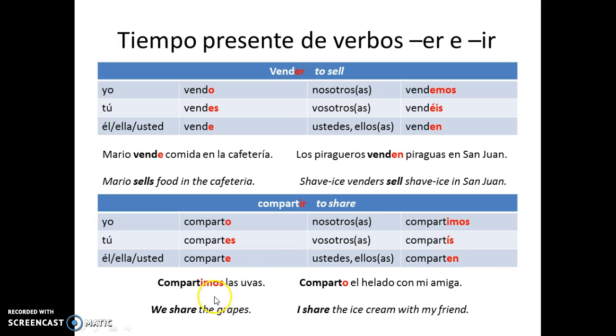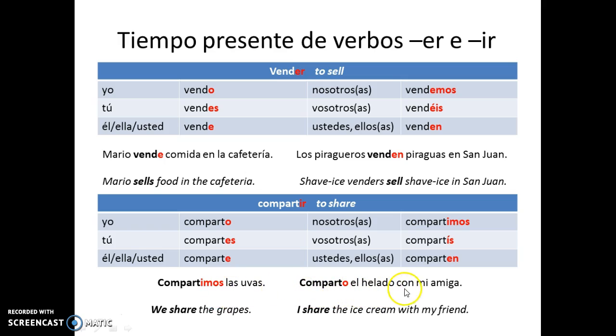Un contexto. Compartimos las uvas. We share the grapes. There is no subject listed here. There is no pronoun listed here. But we know it is we share because of the ending, imos. That is the first person plural form of the conjugation, which means we. Compartimos las uvas. We share the grapes.